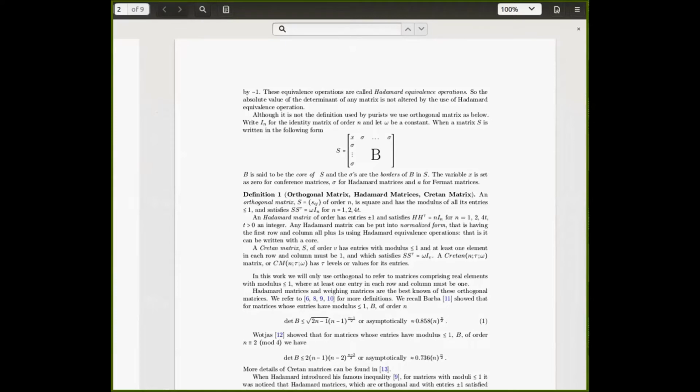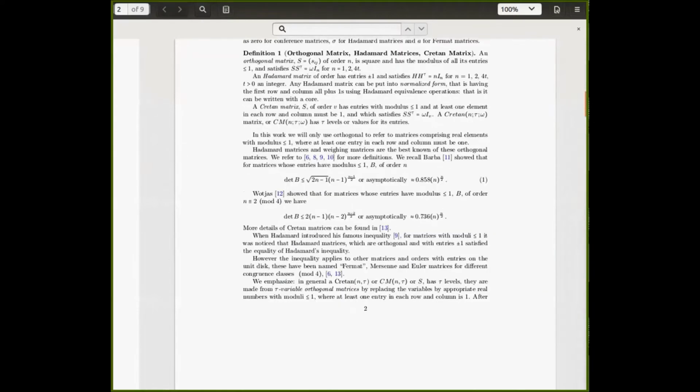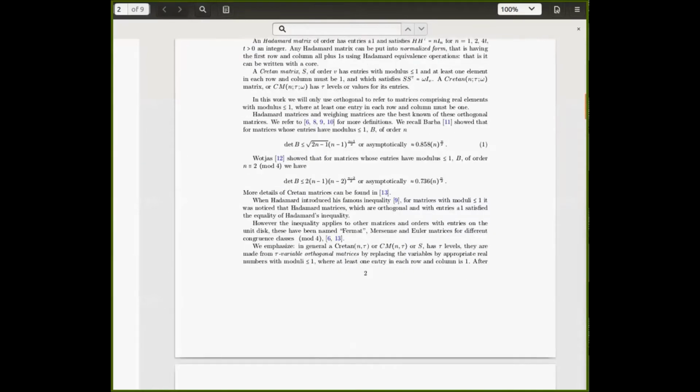Pull it down a bit. Yep, down a bit. Okay. Now, we've got to emphasize this. In general, a Cretan matrix of order n, which has levels, is made from orthogonal matrices where we replace the variables by appropriate real numbers with modulus less than or equal to 1. And at least one entry in each row and column is 1. We'll go down a bit.